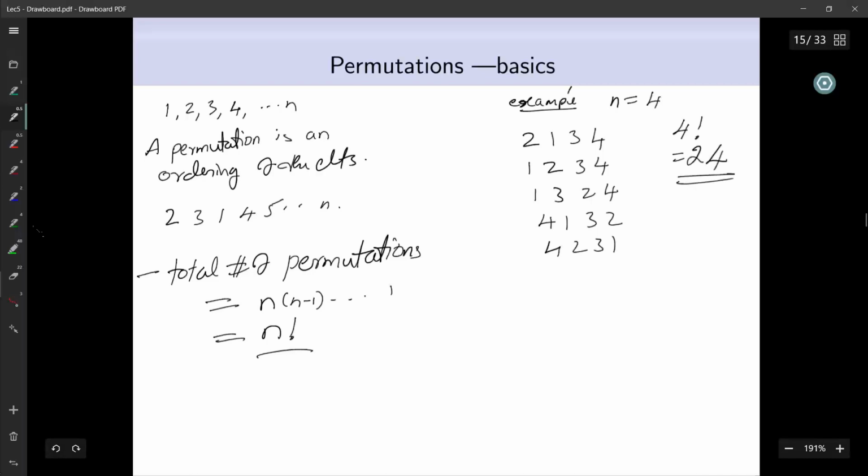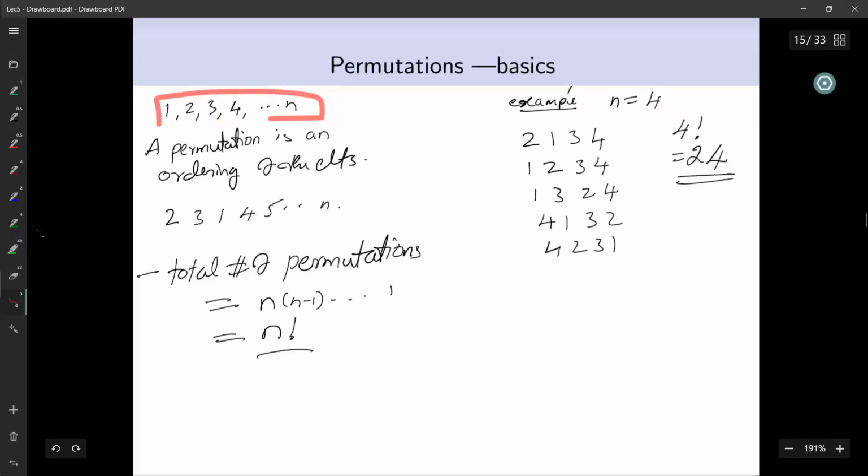So there are 24 permutations on 4 symbols. So there are n factorial permutations here. So you can imagine, the point is, for permutations, it really does not matter how I label these elements.